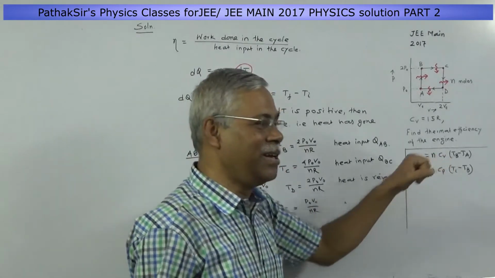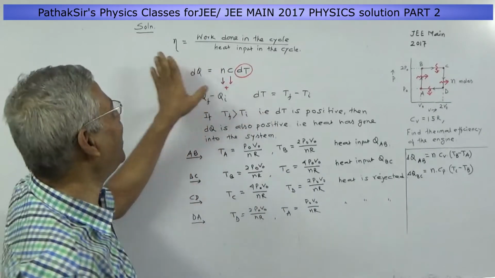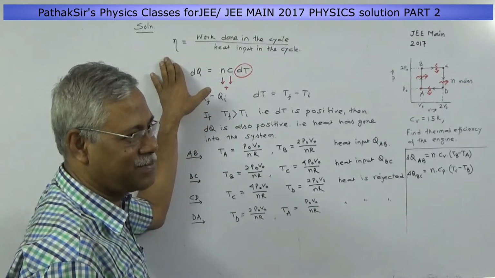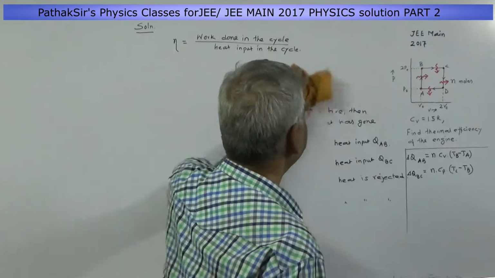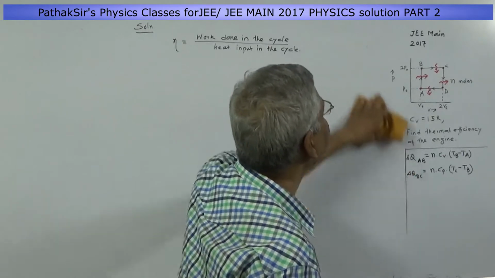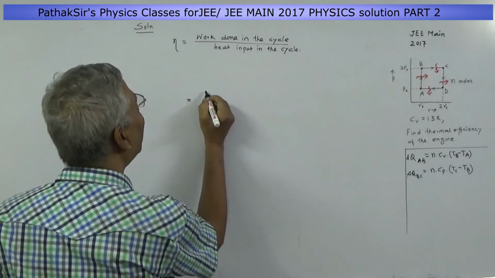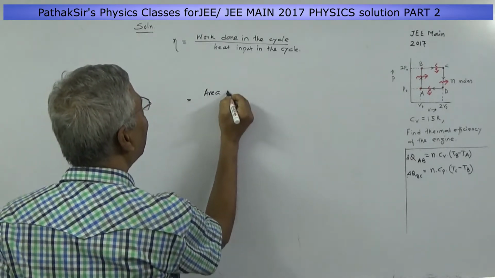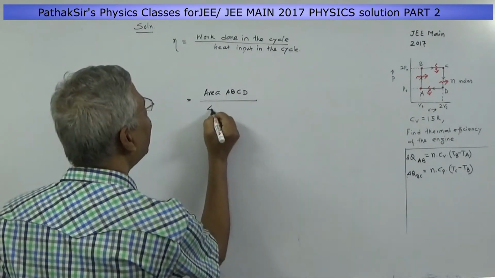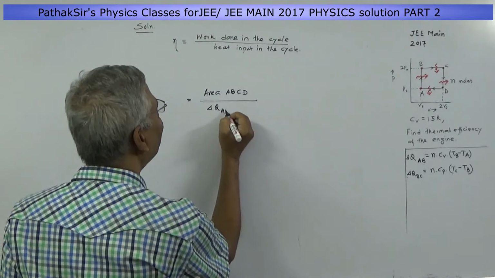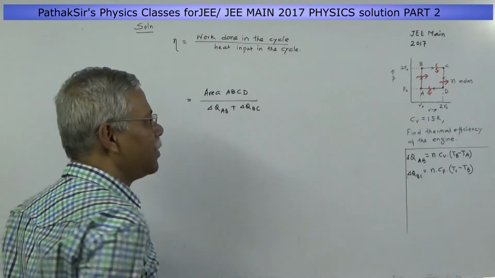So Cp and Cv are both known. You will add these two. You will get the total heat input, and then you will calculate the efficiency. Okay. Efficiency equal to work done, area ABCD divided by del Q AB plus del Q BC.